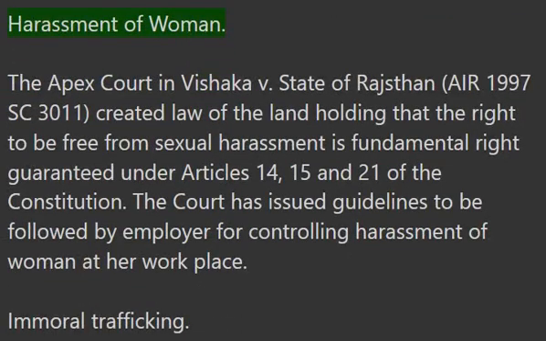Harassment of women. The Apex Court in Vishaka v. State of Rajasthan, AIR 1997 SC 3011, created the law of the land holding that the right to be free from sexual harassment is a fundamental right guaranteed under Articles 14, 15 and 21 of the Constitution. The court has issued guidelines to be followed by employers for controlling harassment of women at their workplace.